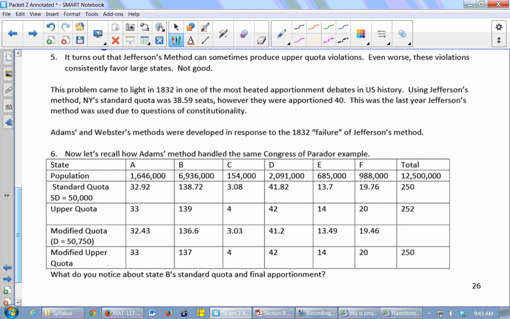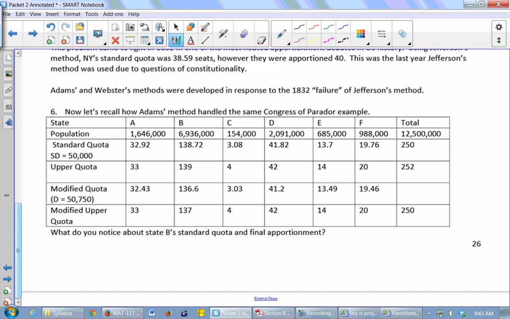But let's take a look at Adams' method, using the Congress of Parador example that we solved last week. The final apportionment is down here at the bottom, exactly 250 seats. If we look at, again, State B's exact fair share versus how many they got, what's the problem? It's too low. Yeah, they should get 138 or 139, and we gave them 137. So now we have a lower quota violation.